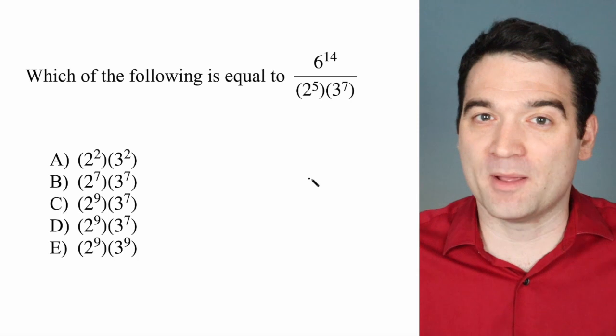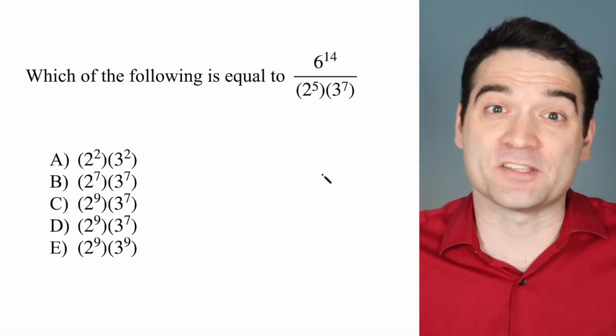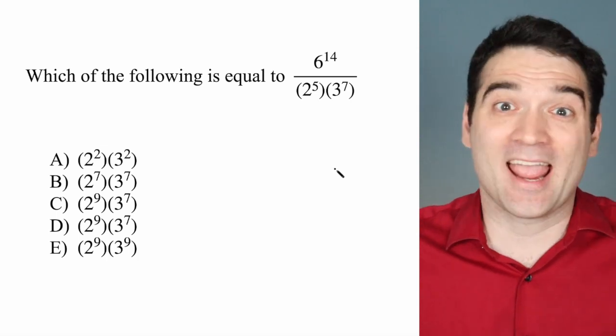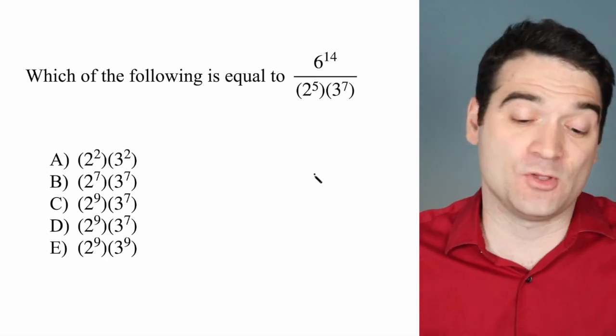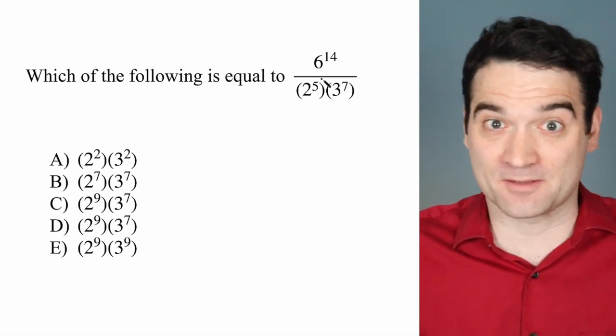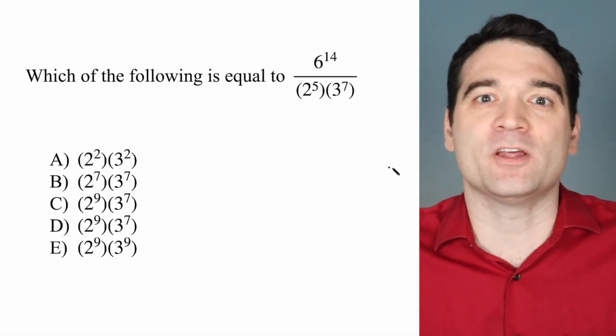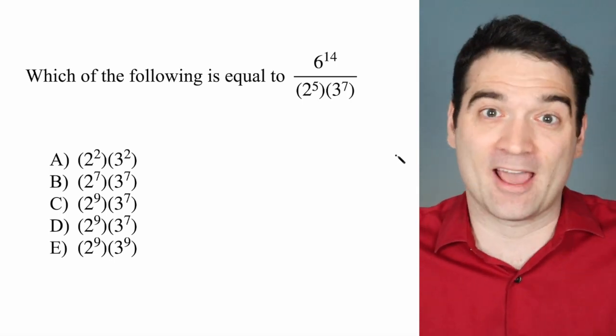Not so fast. Remember, on the GRE, the calculator you get is very, very limited. For instance, it only has 8 digits and there's no power button. So you can't just type in 6 to the power of 14 like this. You would have to manually type 6 times 6 times 6 times 6, 14 times. So that's out. Instead, what we need is a very good understanding of exponents and how they work.